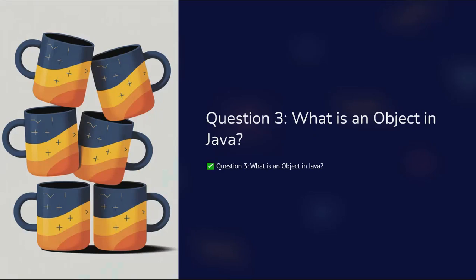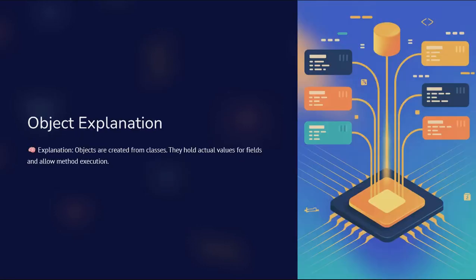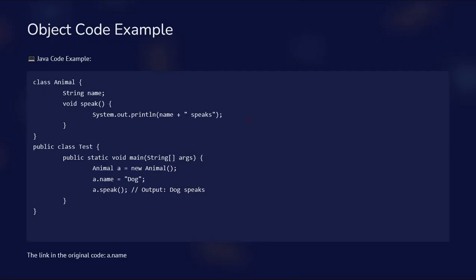Our third question is: what is an object in Java? The short answer: an object is an instance of a class. An instance is a concrete occurrence of a class. It occupies actual memory space, and its state has specific values for its fields. Explanation: objects are created from classes. They hold actual values for fields and allow method execution.